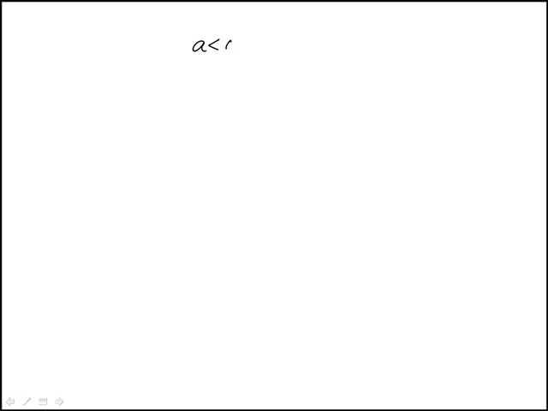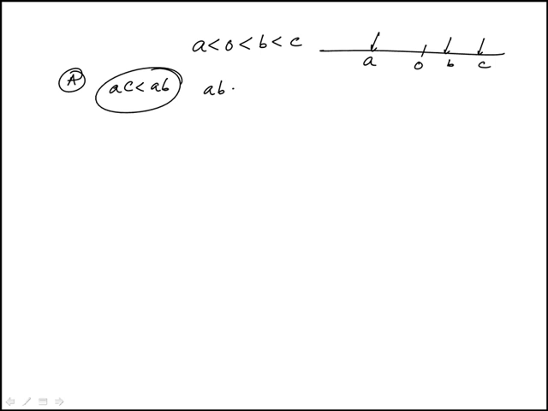So in this problem, we're given that A is less than 0 and B and C are both positive. So on the number line, what this means is B is to the right of 0 and A is to the left. I'll start with A, and when I see an inequality like this, I notice that there is a common term A on both sides.